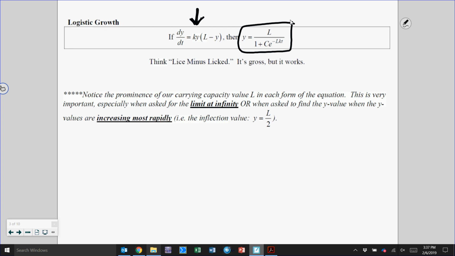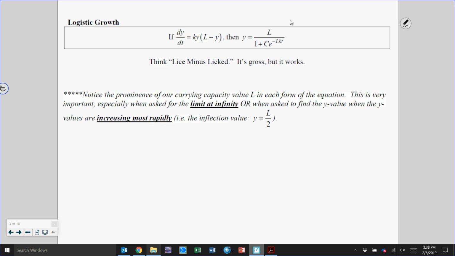And then we know that the solution to that, so the Y, not the rate of change, is going to be this equation where you have the carrying capacity in the top, you have the carrying capacity as part of the exponent here, and then the K from this equation over here is also in the formula, and then you have a C that you'll have to find, and then T is your variable for time. So we definitely want to memorize it, because it's not that easy to solve.